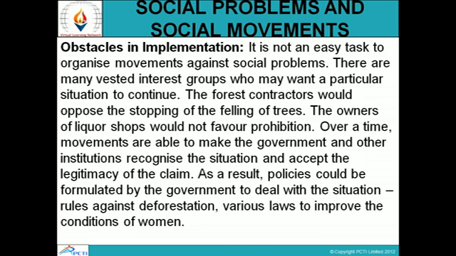Obstacles in implementation. It is not an easy task to organize movements against social problems. There are many vested interest groups who may want a particular situation to continue. The forest contractors would oppose the stopping of the felling of trees. The owners of liquor shops would not favor prohibition. Over time, movements are able to make the government and other institutions recognize the situation and accept the legitimacy of the claim. As a result, policies could be formulated by the government to deal with the situation: rules against deforestation, various laws to improve the condition of women.